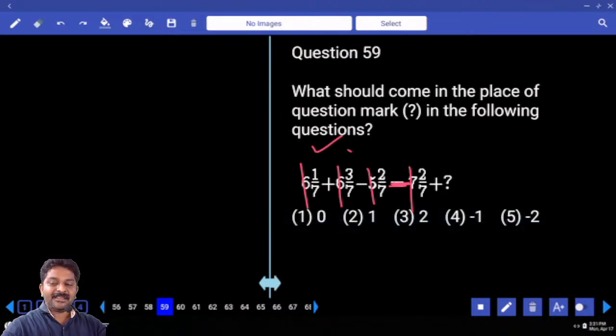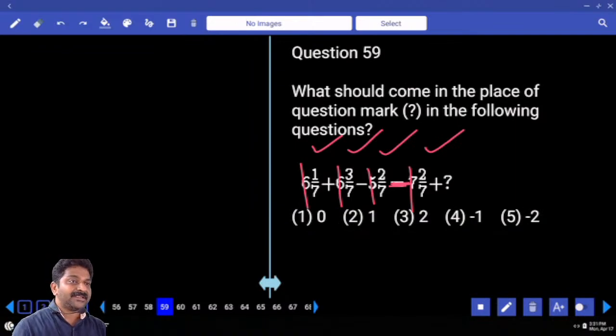Okay, fractions now. Positive fractions: 1 by 7, 3 by 7, 4 by 7. Negative fractions: 2 by 7, 2 by 7, 4 by 7. Positive 4 by 7, negative 4 by 7. Let's cancel.